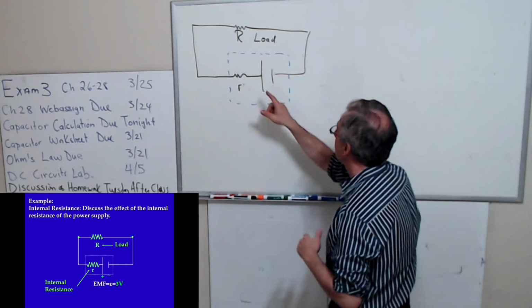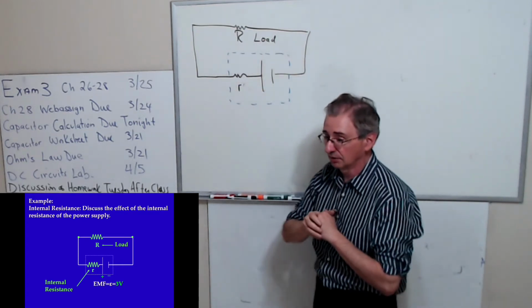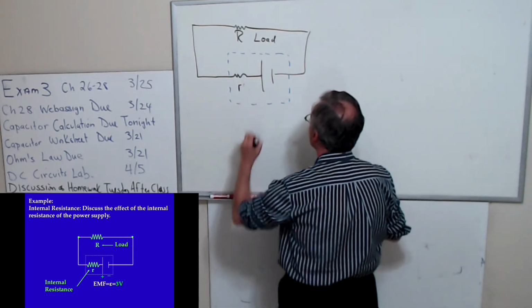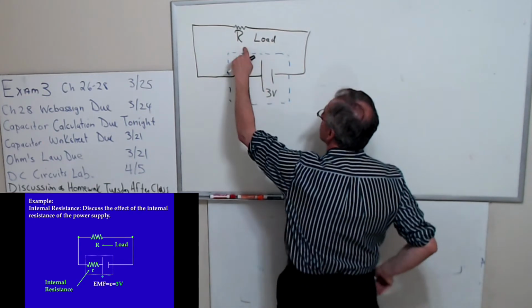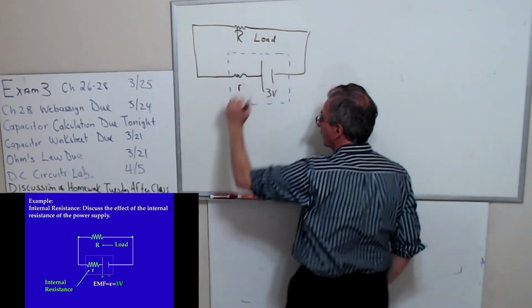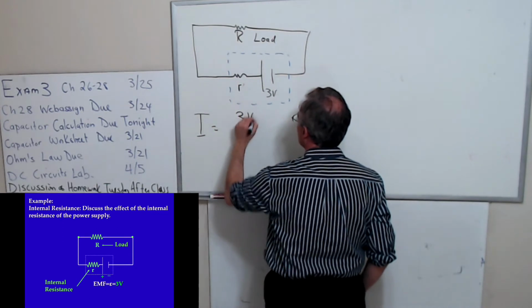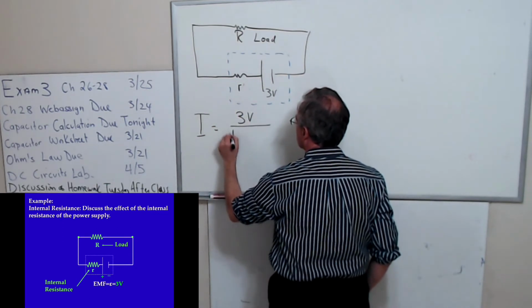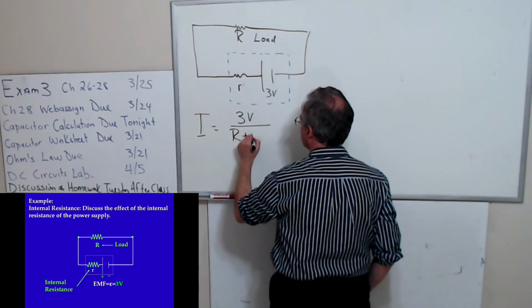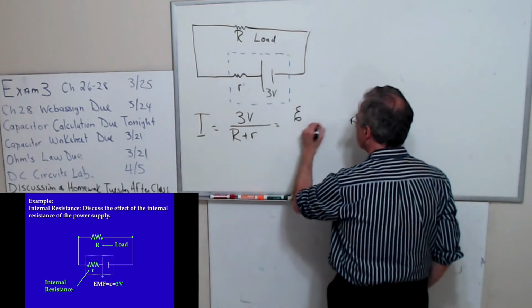So what happens when you have an internal resistance and you hook it up to some kind of load like a light bulb? Well, if this thing is 3 volts, this ain't going to get 3 volts. Right? The total current is going to be your 3 volts over your load resistor plus your internal resistance. I'll use the letter script E for the EMF.